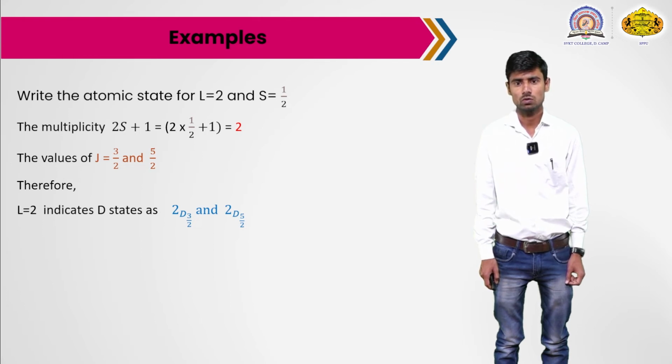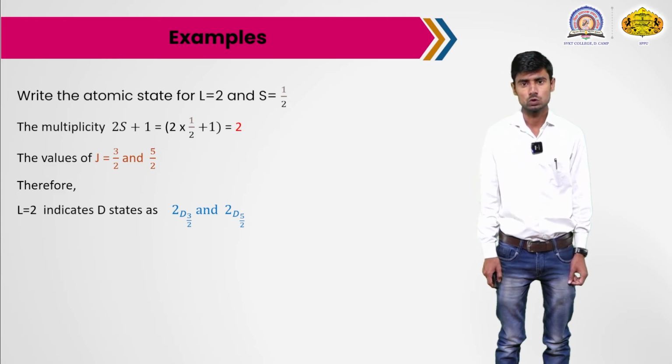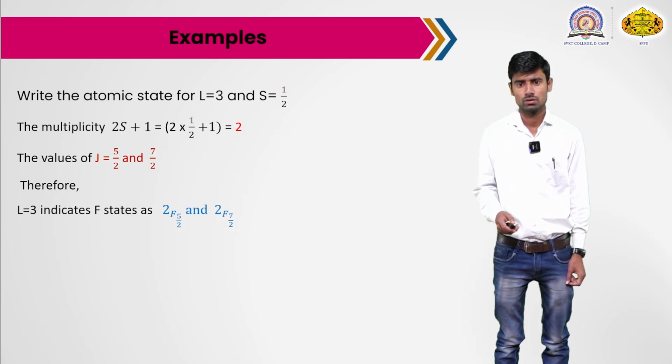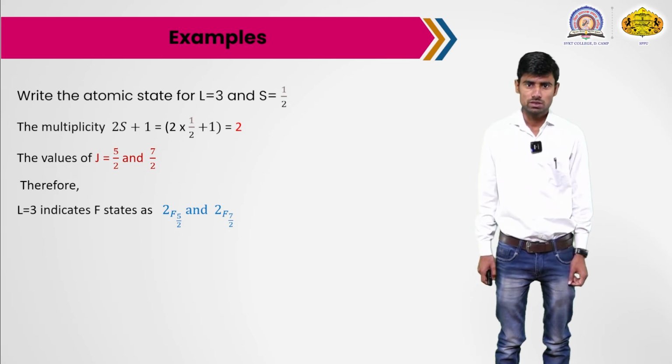And so in the spectral notation, for L equals 2 and S equals half, we will get the two spectral terms, which are 2D 3 by 2 and 2D 5 by 2, which are read as doublet D 3 halves and doublet D 5 halves. So these are the two spectral notations for the energy terms. Let us consider one more example here.